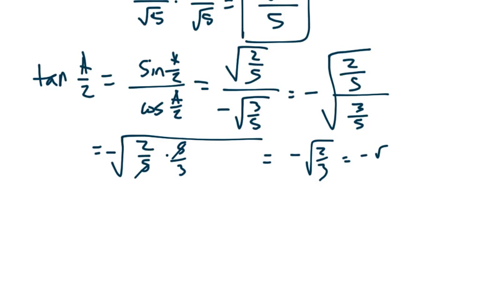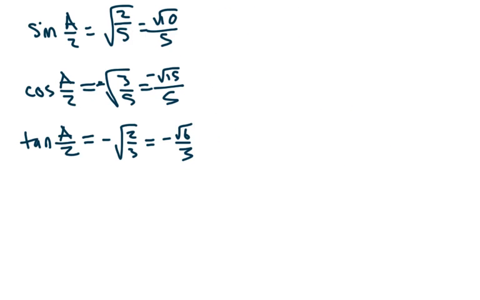And now let's, again, rationalize the denominator just so we can see what that looks like. Negative root 2 times root 3 is negative root 6. And in the bottom, root 3 times root 3 is 3. So this is what we've got so far. We found 3 of the 6 trig functions at a over 2. We're halfway done. We need to find the other ones.